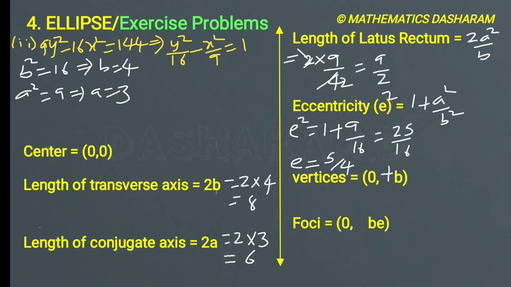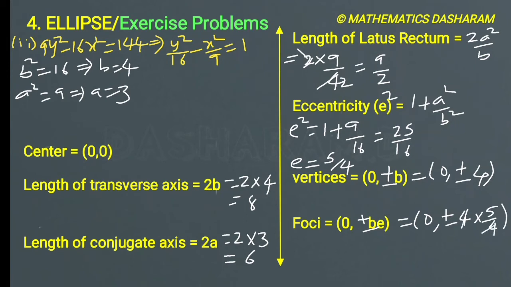Next, vertices 0 comma plus or minus b. So 0 comma plus or minus b value 4. Next, the foci 0 comma plus or minus be. So 0 comma plus or minus b value 4 and e value is 5 by 4. Then 4 cancel. So 0 comma plus or minus 5.